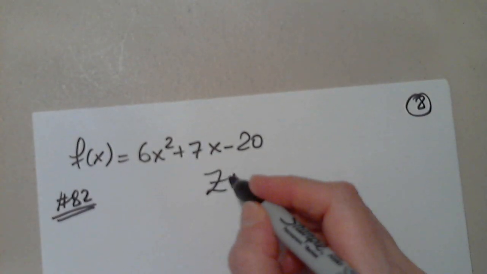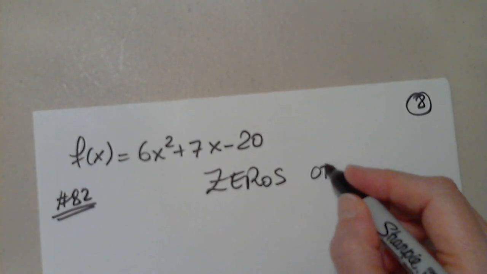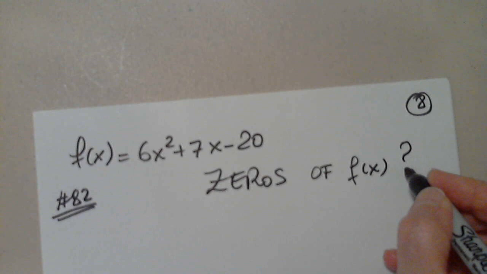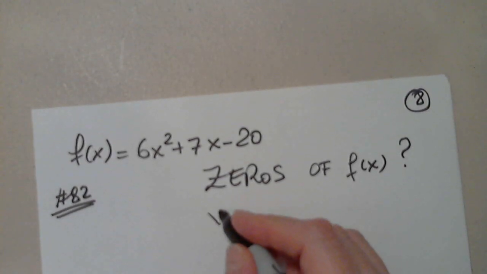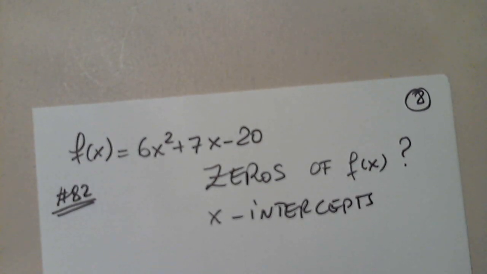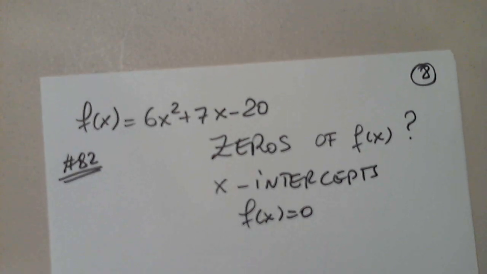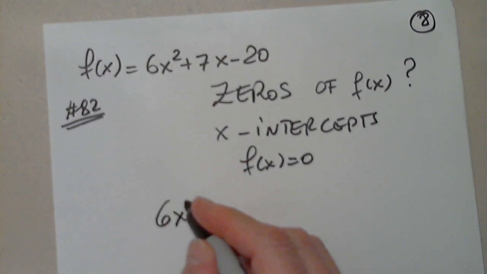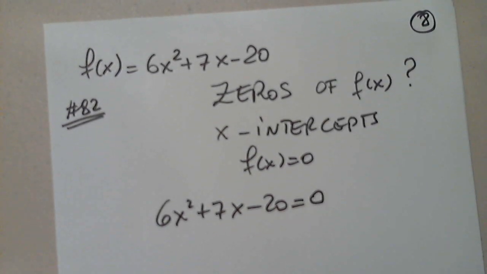What do I mean by zeros of a function? Anyone remembers what does the zero of a function mean? The x-intercepts. Exactly. In other words, we set f of x equal to 0. So we have 6x squared plus 7x minus 20 equals 0. So let's try and factor this.